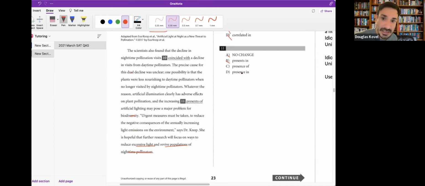And then idiomatically, I just have to see which sounds better to my ear, presence of or presence in. Increasing presence of artificial lighting may pose a major problem for biodiversity, or increasing presence in artificial lighting may pose a major problem for biodiversity. Presence of should sound better when you say that out loud. So C would be idiomatically correct. Great, and that's it for passage one. So we're done for today.